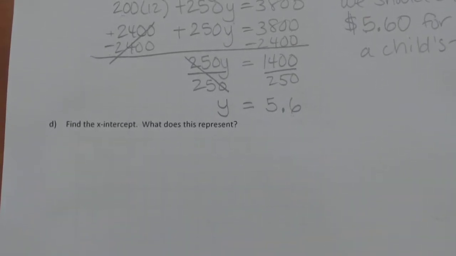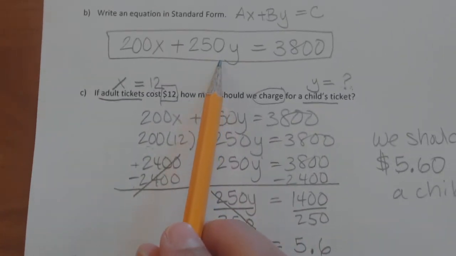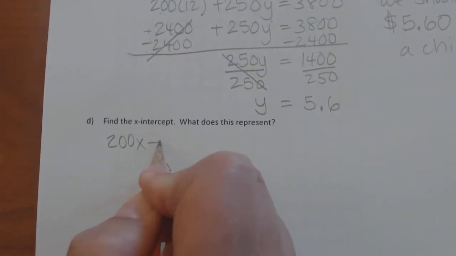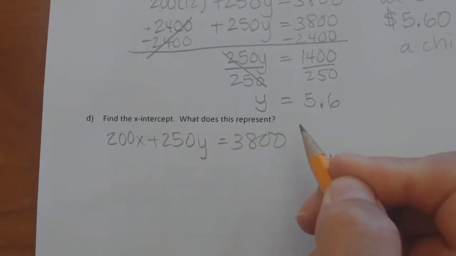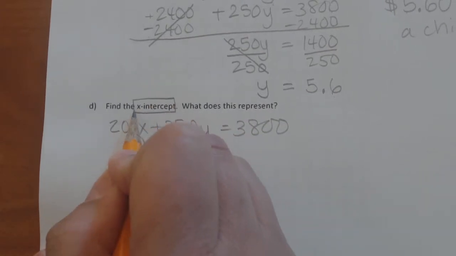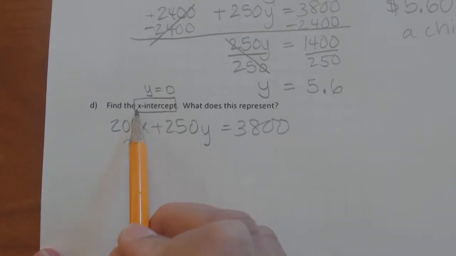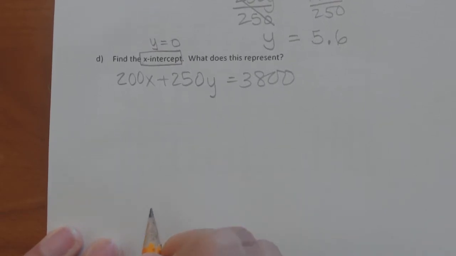Okay, next. Part D. Find the x-intercept. What does this represent? Now remember, when we're finding the x-intercept, we're going to write down the original equation, which was this. So we're going to write down 200x plus 250y equals 3,800. And when we find our x-intercept, I'm going to put a box around it, that's when y equals 0, remember. Remember, if we're looking for x, our y is 0. So I'm going to write down my ordered pair.